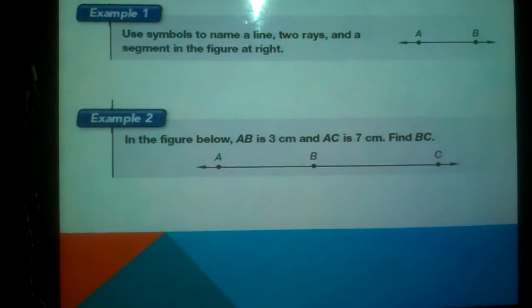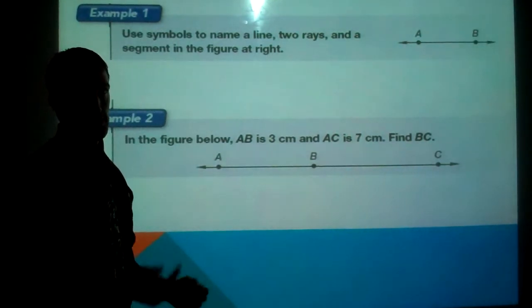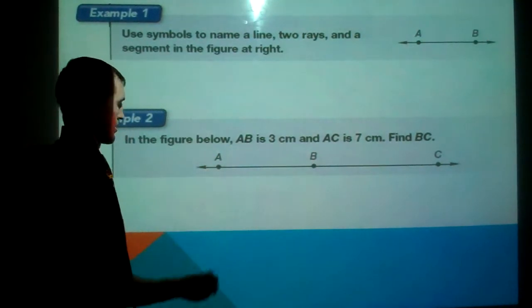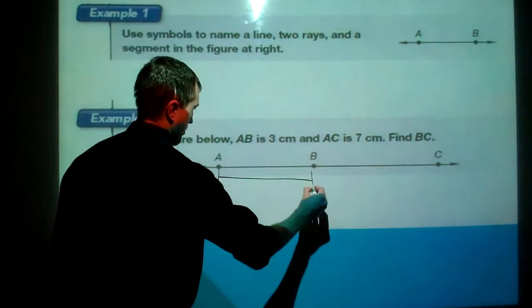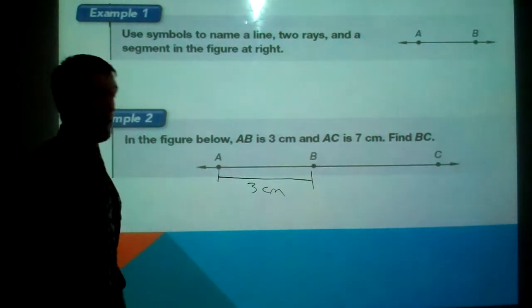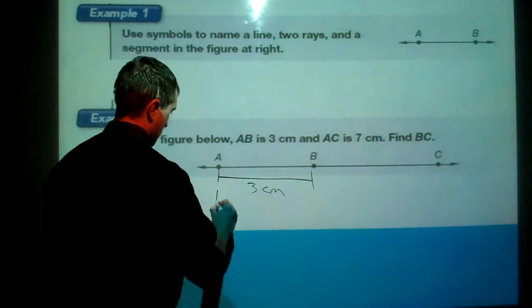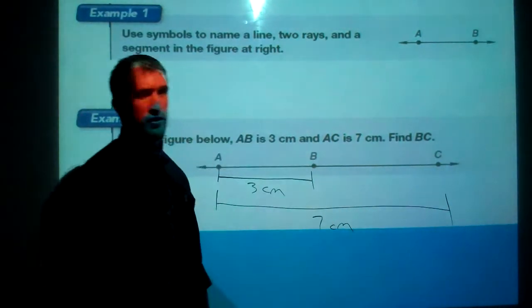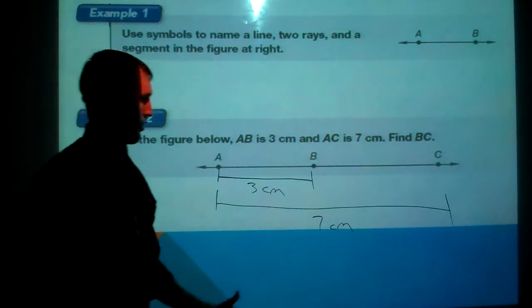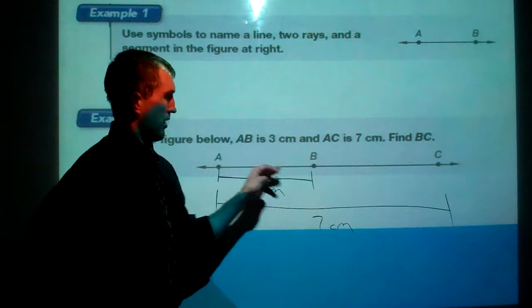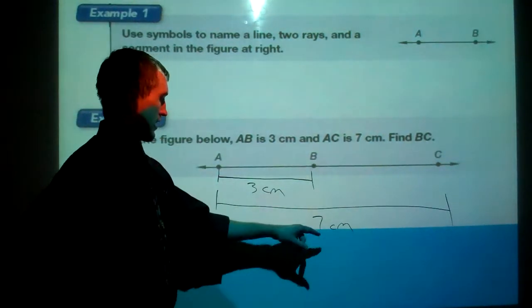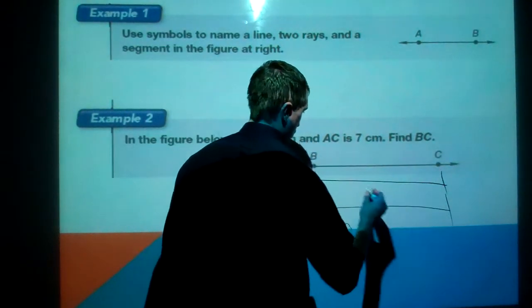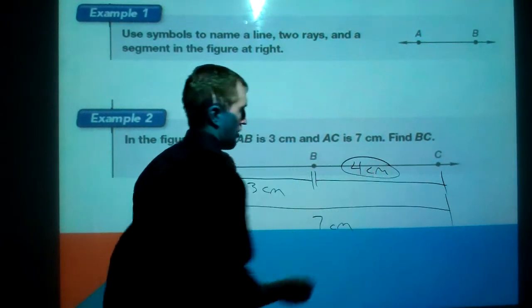Alright, and this is where the last thing I was saying about AB plus BC will come into play. They say that AB is 3 centimeters and that AC is 7 centimeters. Find the length of BC. Well, if we know the whole thing is 7, and we know that AB plus BC will get us to 7, we can take 7 minus 3 to find out that this should be 4 centimeters.